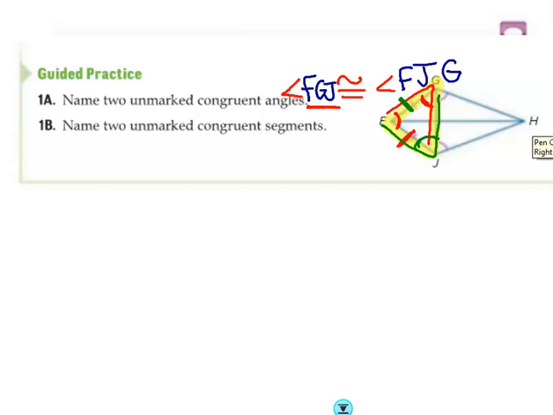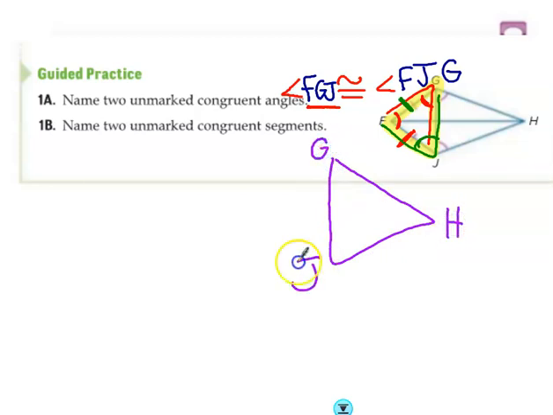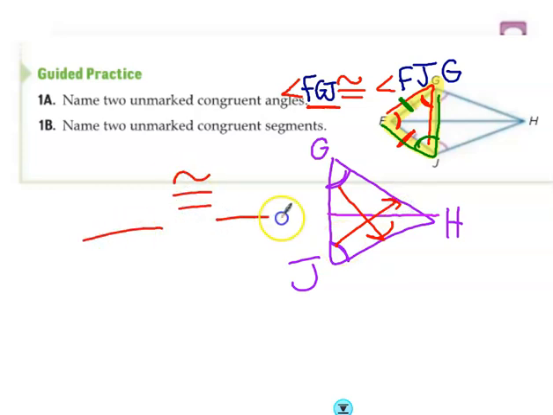All right, the next one. I'm going to redraw this so then I can see it. So I have H, G, and J, and I have these angles. So I need to think about what segments are opposite of that and how they are congruent. So write down those segments and find out their congruency.